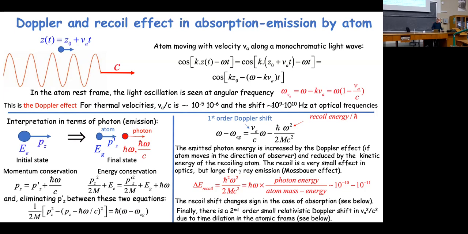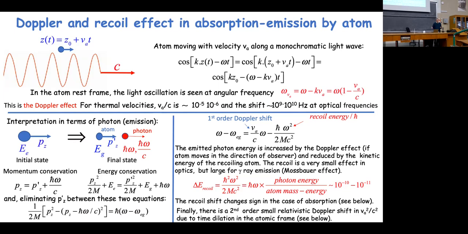There is a third effect, which I did not discuss yet, which is called the second order Doppler effect, which is in v squared over c squared. I did not find it here because I used a non-relativistic equation. But if you use relativity, you find this second order Doppler shift, whose physical explanation is very simple. It's just the fact that the clocks in the atomic frame run slower because of the time dilation effect of special relativity. And this effect is of the order of v squared over c squared.